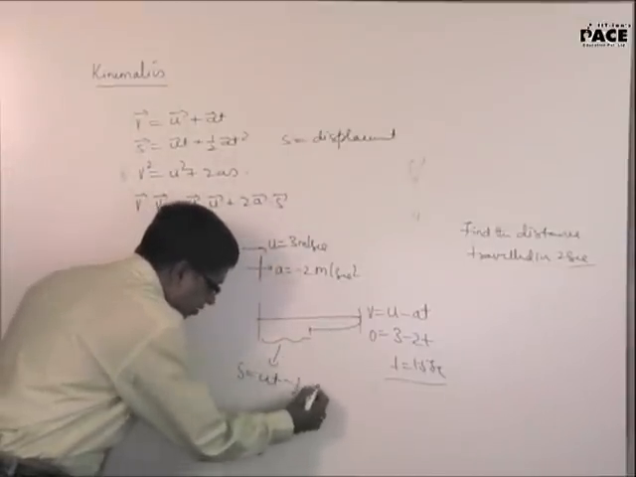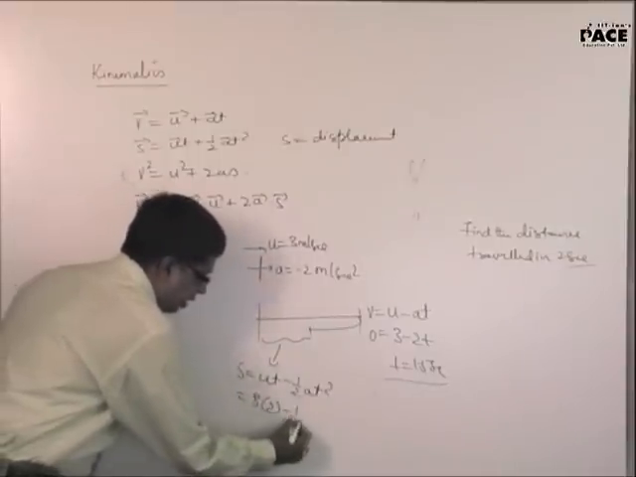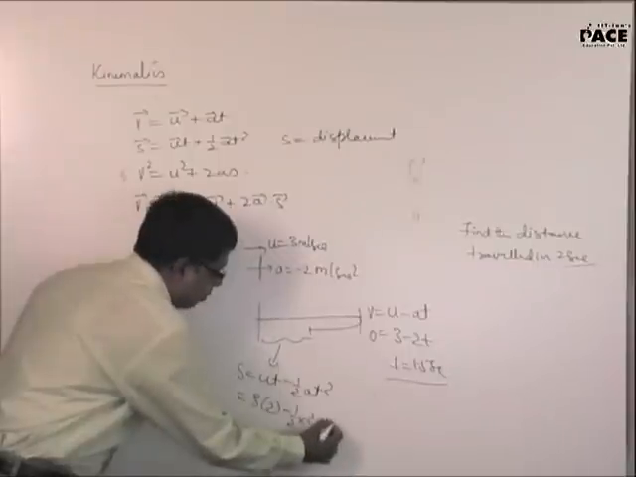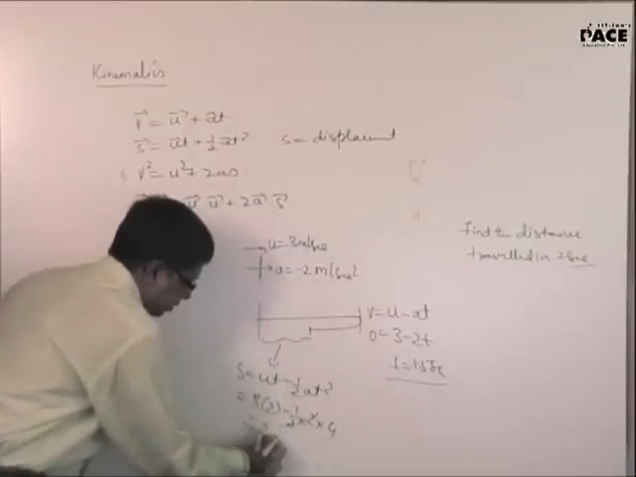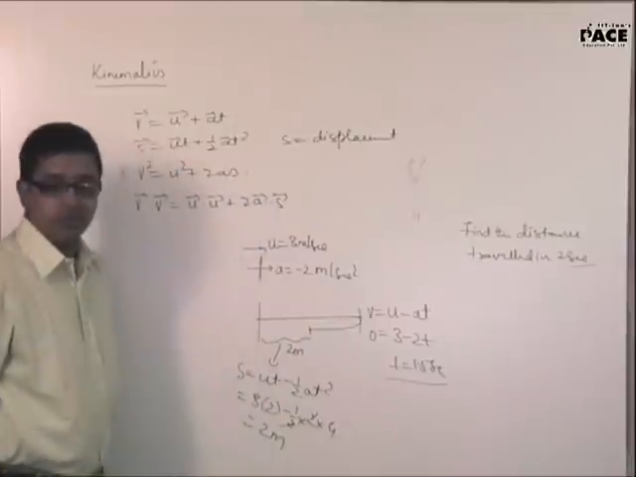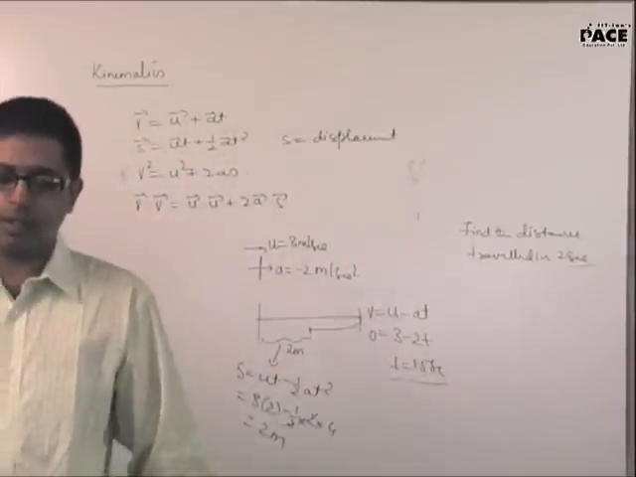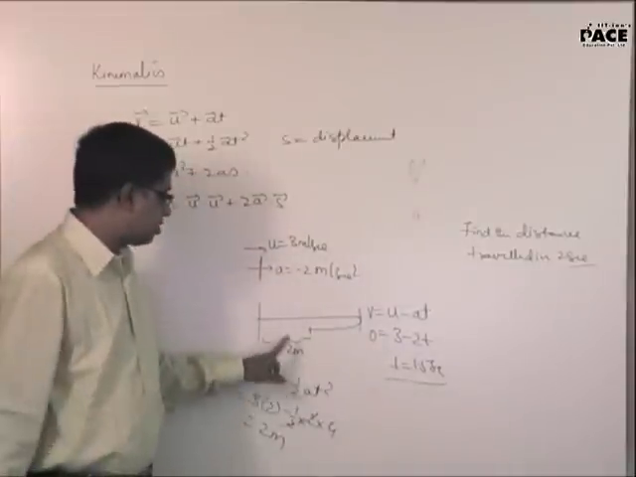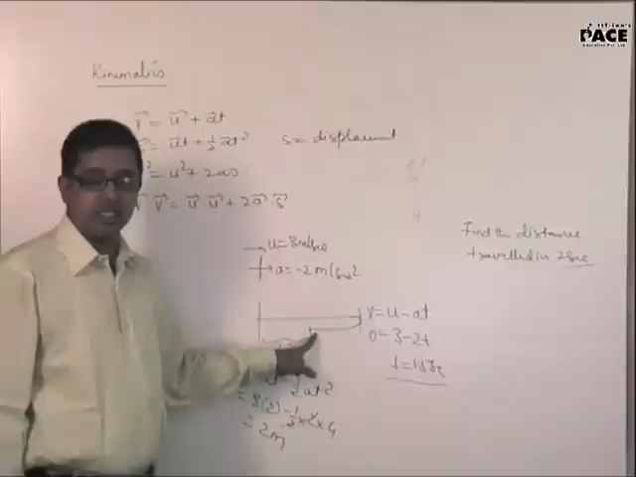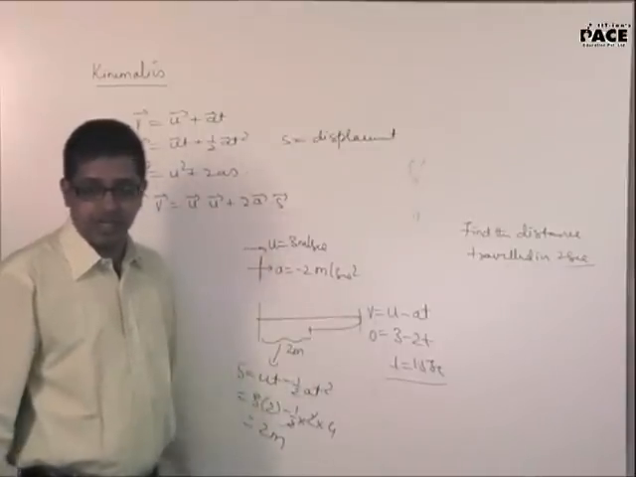ut minus half at square. U is 3 into 2 minus half into 2 into 4. This is 2 meters. That means this distance is 2 meters. Right? If this distance is 2 meters, this is the total distance travelled.